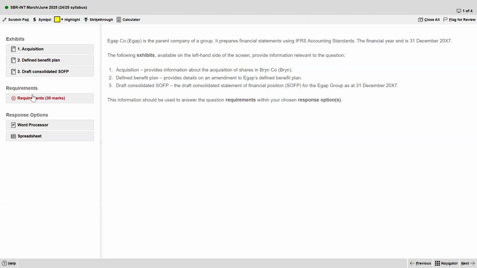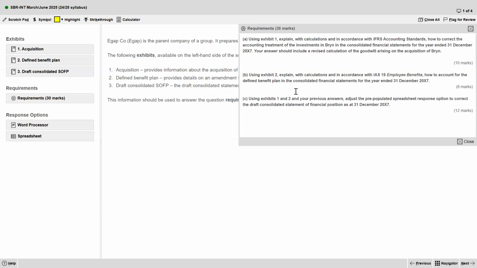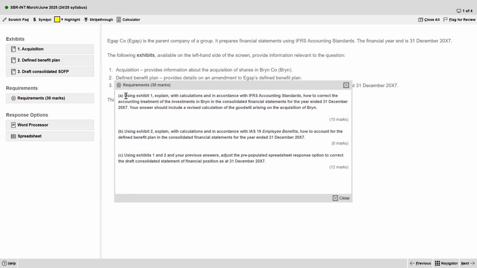So what are the requirements to this question? Using exhibit number 1, explain with calculations and in accordance with IFRS accounting standards the correct accounting treatment of the investment in Brine in the consolidated financials for the year ended 31st December 20X7. Your answer should include a revised calculation of the goodwill arising on acquisition of Brine company.